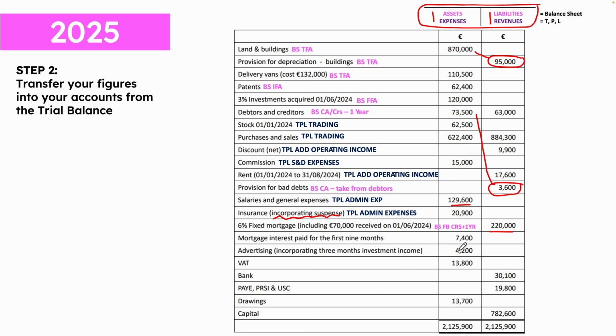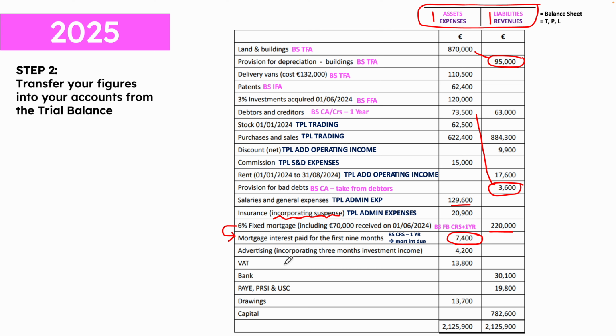The next thing we have is the mortgage interest paid for the first 9 months. So we had a mortgage for the entire year, but we've only paid for 9 months interest. So at the end of the year, we will have mortgage interest that we owe to the mortgage company. So we'll have 3 months mortgage interest due, and that will be a creditor minus 1 year. So that's going to help us work out how much mortgage interest we owe. So we'll see that now in the next step.